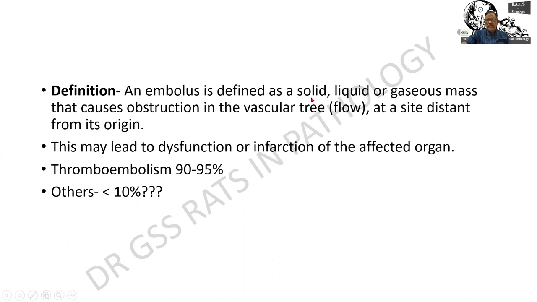Usually the students answer thromboembolism, or a thrombus. But we all know that there are other types which we shall be seeing. And this can lead to death of the organ, dysfunction, or infarction. Thromboembolism forms about 90 to 95% or even more of the incidents. Others will be much less than 10%. What are they?